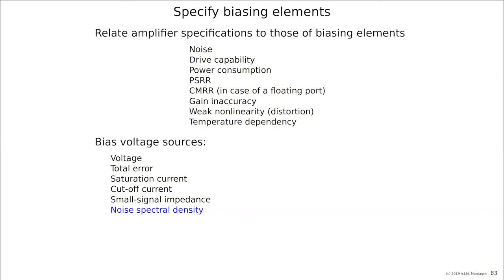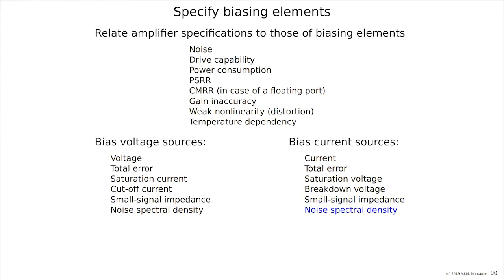If we know where the voltage source will be, we can insert an impedance in the signal path and find a budget for it so that its contribution, for example, to noise or to the high frequency behavior is, let's say, not deteriorating the behavior. That is what we can do. And for current sources, of course, we need exactly the same. We need to know the current, the total error, for it relates to the offset we get at the input. And then we have the saturation voltage, the breakdown voltage, the small signal impedance, and the noise.